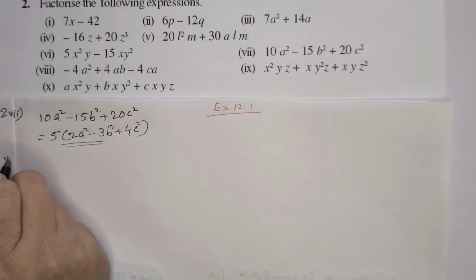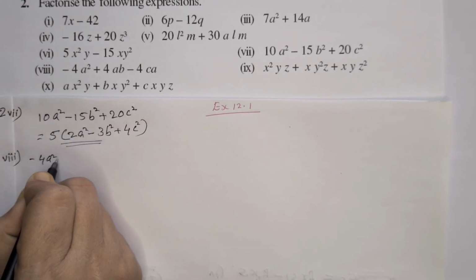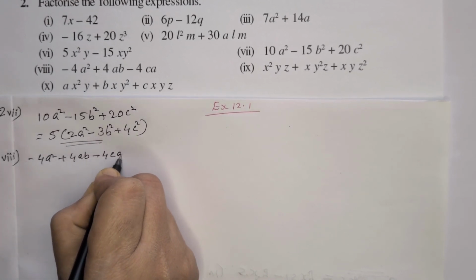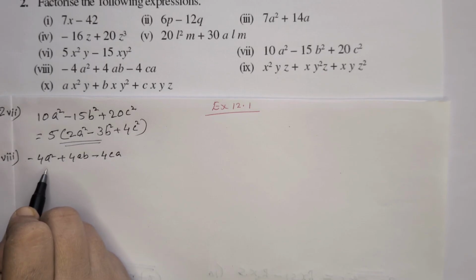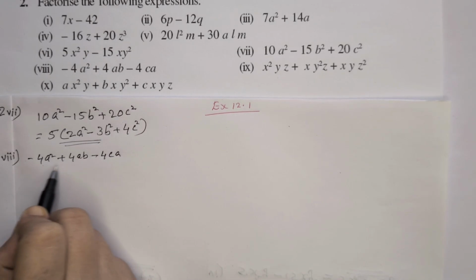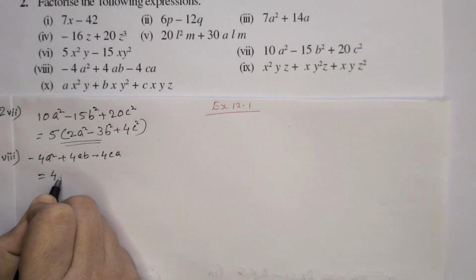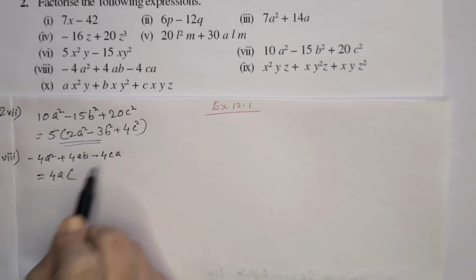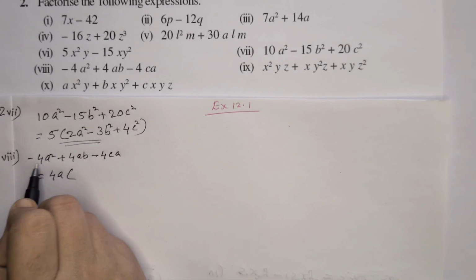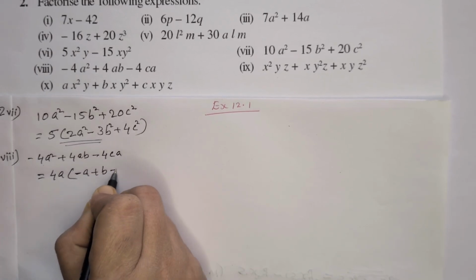Now eighth one. Minus 4a square plus 4ab minus 4ca. Here also when we are looking, we can see 4 is common everywhere, and 1 a also is in all the 3 terms. So that we can write as 4a as common. Common factor we have to find first and then write that outside the bracket. Then what is remaining here? Minus a plus b minus c.